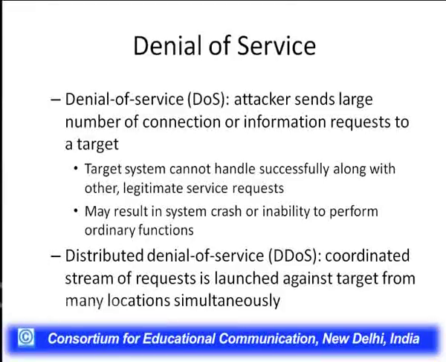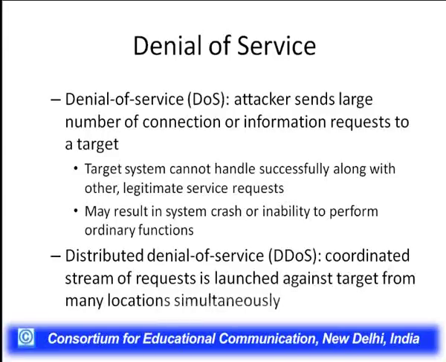Now the next type of attack that we are going to discuss is the denial of service attack, commonly called DoS, where the attacker sends a large number of connections or information requests to a target. The target system cannot handle them successfully along with other legitimate service requests. So this may result in a system crash or inability to perform ordinary functions.